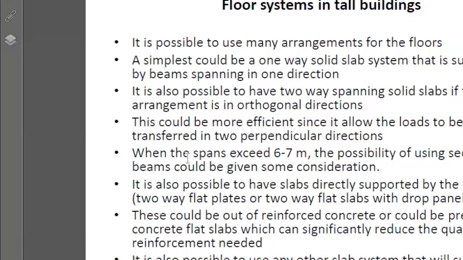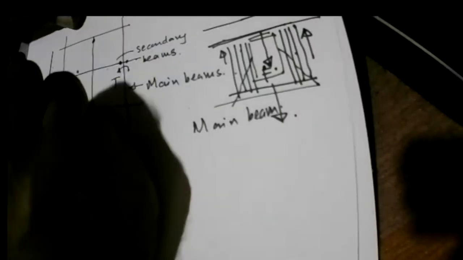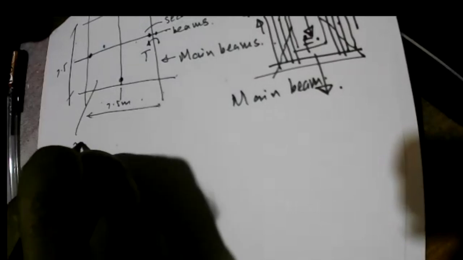When the spans exceed 6 to 7 meters, the possibility of using secondary beams could be given some consideration. So what are the advantages you will gain by having these secondary beams? Without the secondary beams, with this type of span, 7.5 meter spans, you will find that the slab thickness may be about 200 millimeters.